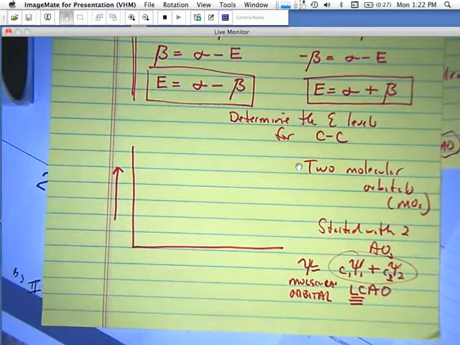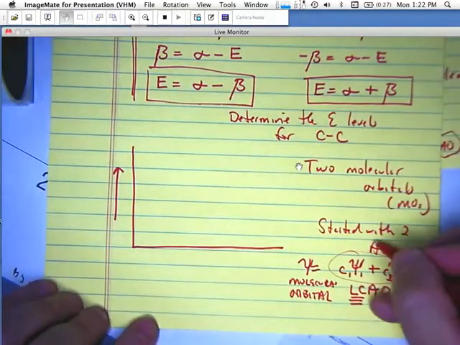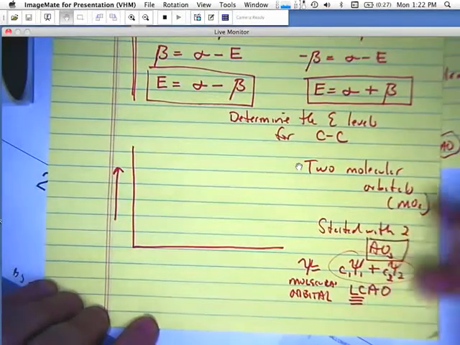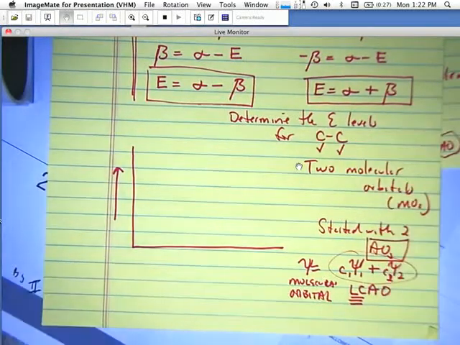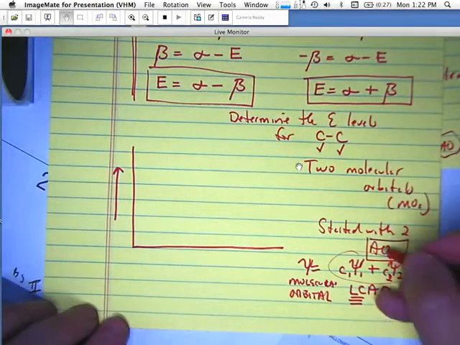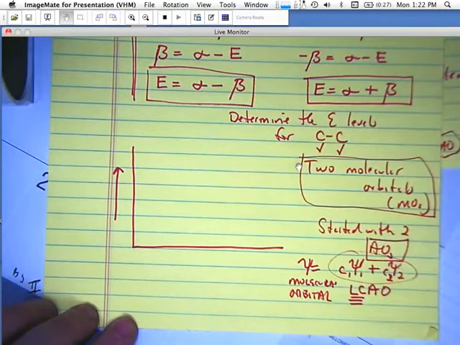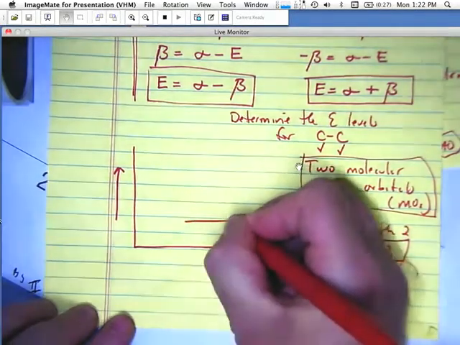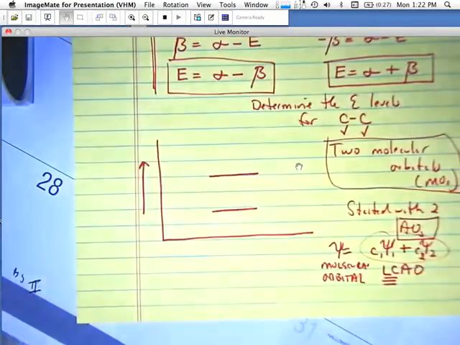Now it turns out obviously nothing is this simple. So the rule says I count how many atomic orbitals I have, and there's one atomic orbital, two atomic orbitals. Basically, if you count how many atoms you have, that's how many atomic orbitals you have. And if you have two atomic orbitals, by the rules of quantum mechanics, you have to have two molecular orbitals. So I'm going to have two molecular orbitals, and some of you have seen these.